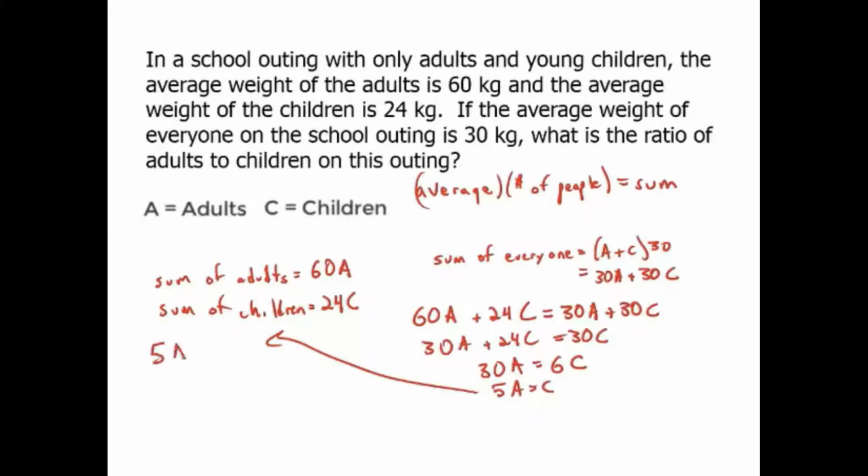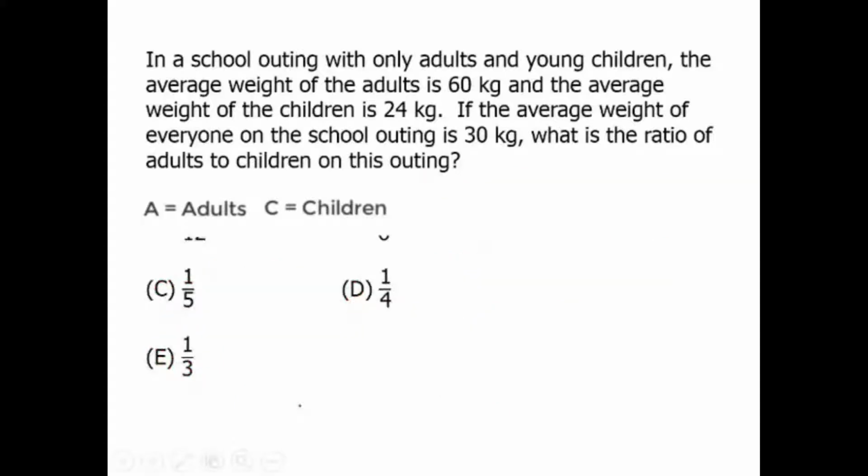So 5A over C, divide both sides by C, we get 1. And then divide both sides by 5, A over C equals 1/5. So we go to the answer choices and we select 1/5, answer choice C.